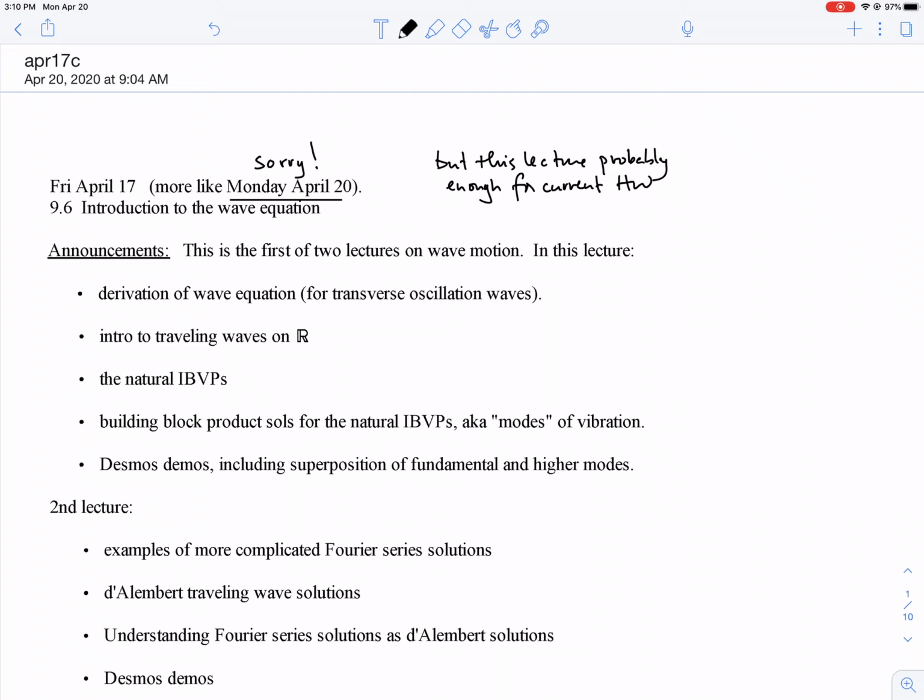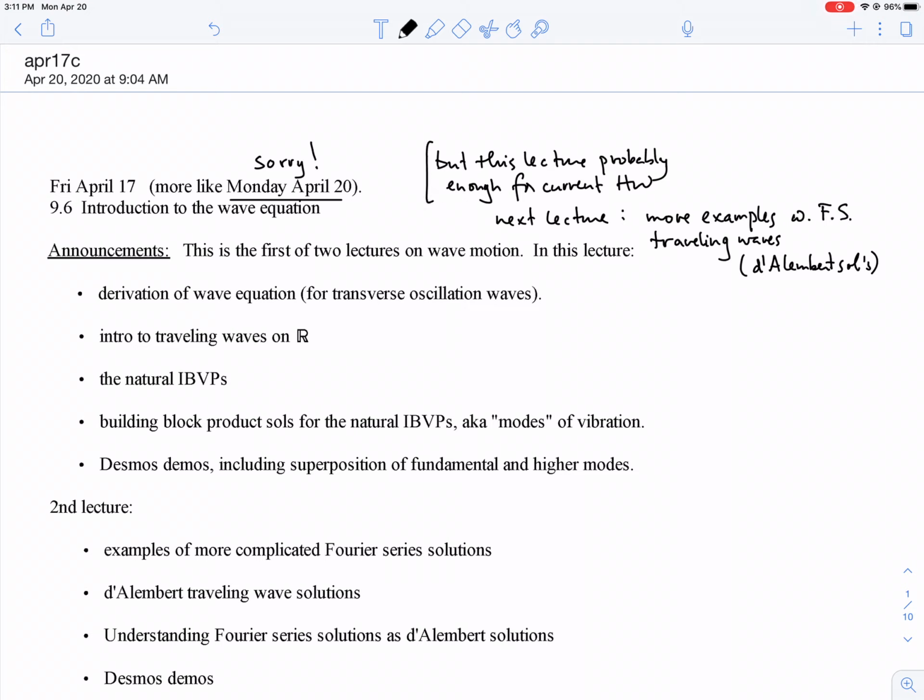The next lecture will add more detail, and we'll do some more complicated Fourier solution examples. And I'll also talk about something called traveling waves, which I'll introduce today. So we'll do more examples with Fourier series. Traveling wave solutions are called D'Alembert solutions. And I'll connect those two ideas together.